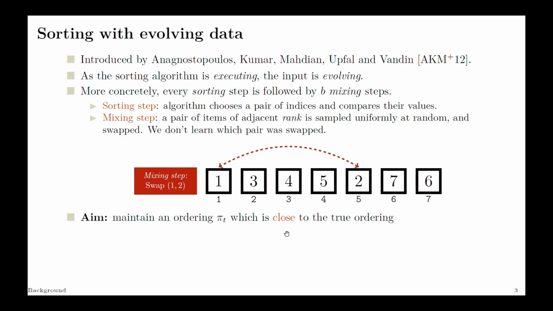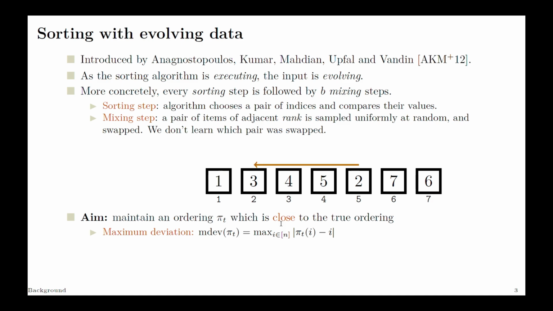And the aim is to maintain an ordering that is as close as possible to the true ordering. And by close, we mean in terms of maximum deviation. Maximum deviation is the maximum of the distances of the elements to their targets. And in this case, it's element 2 that has this maximum distance.